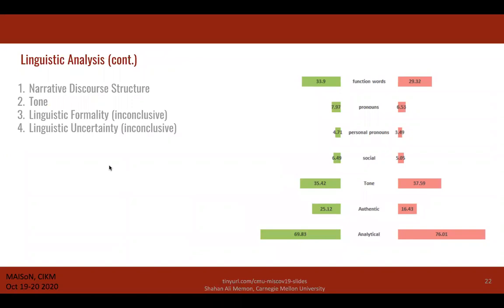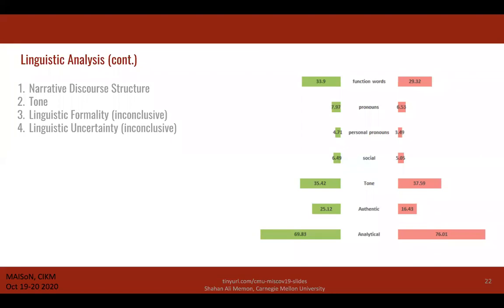For linguistic formality and linguistic uncertainty, our results are inconclusive as we don't see much of a difference between the two communities. In terms of tone, the LIWC program gives an index for it from 0 to 100. And if the index is less than 50, that means the tone is negative. What we observe here is that both informed and misinformed users have a highly negative tone.